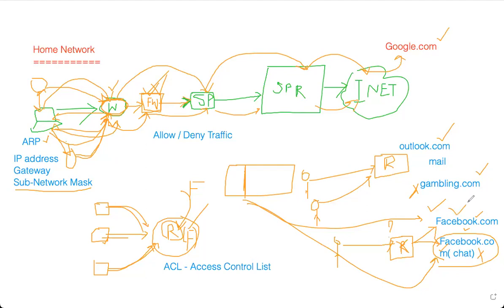Okay, so that's why we put the firewall at the edge. And we control inside traffic using the ACLs inside the same network using the IP addresses. Is this clear till now? Yes. Okay, now we understood the home network.